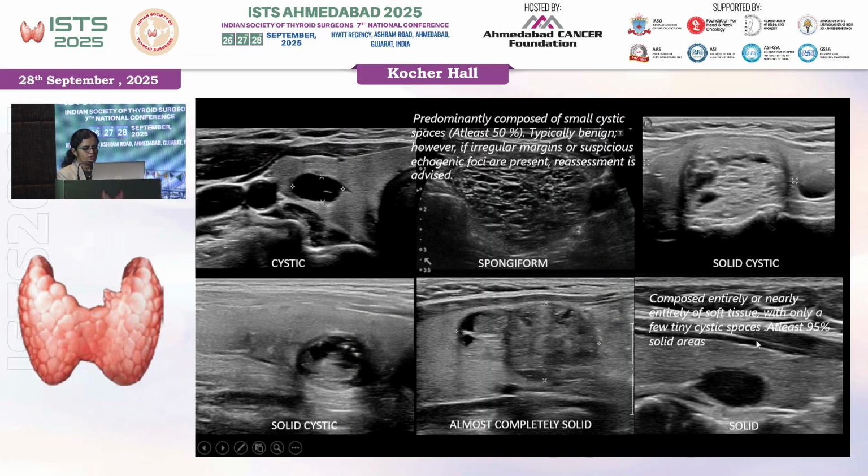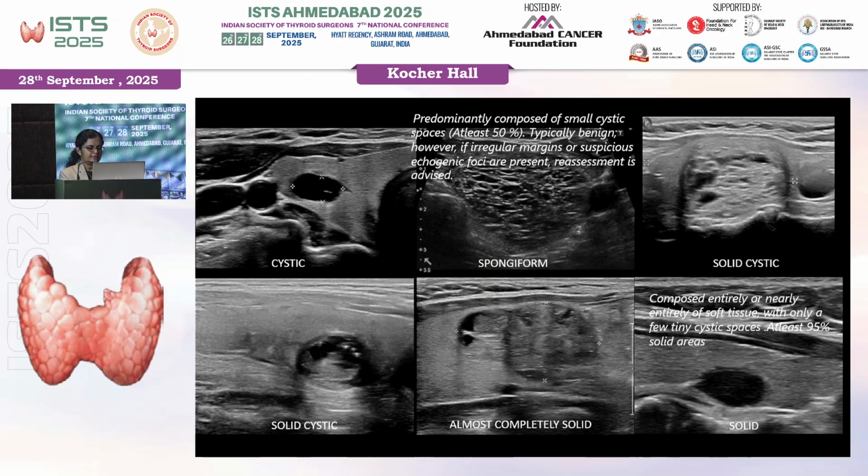Again, a no-brainer that it is composed entirely of soft tissue. At least 95% solid areas are there. Cystic areas, if present, would be less than 5%. So that is a solid nodule.